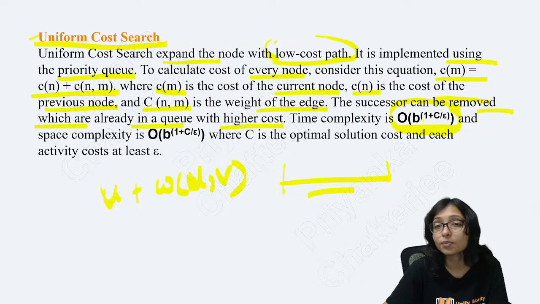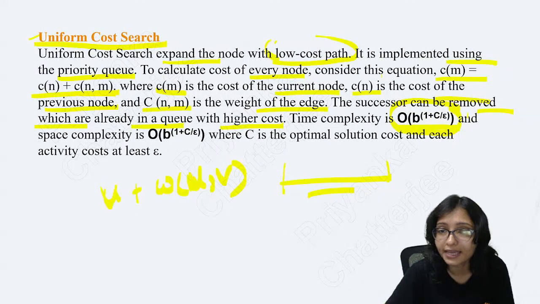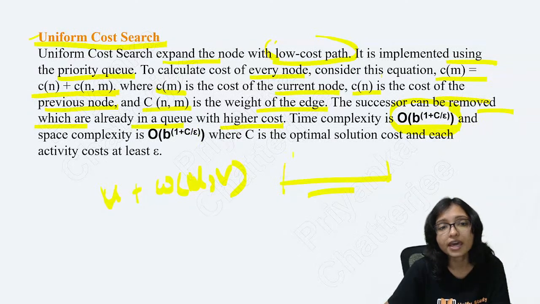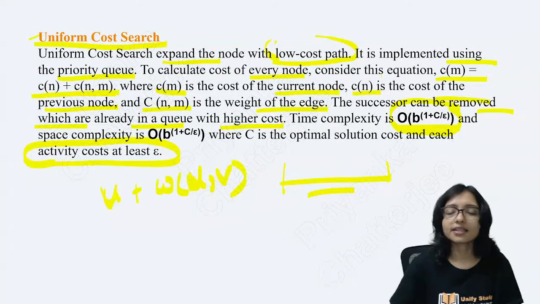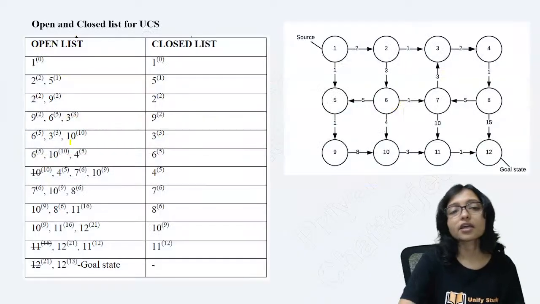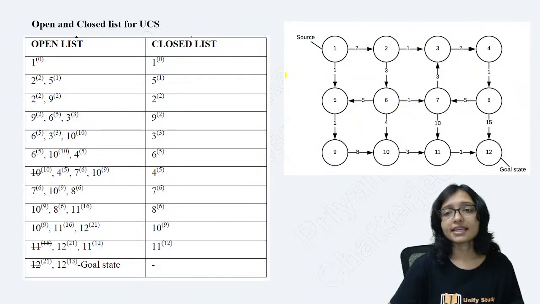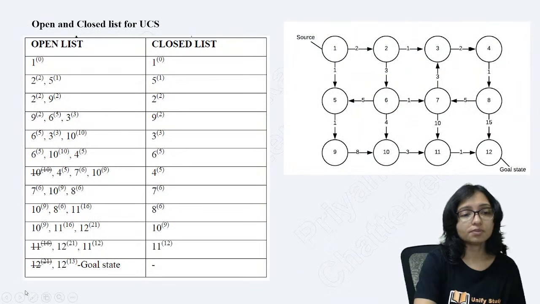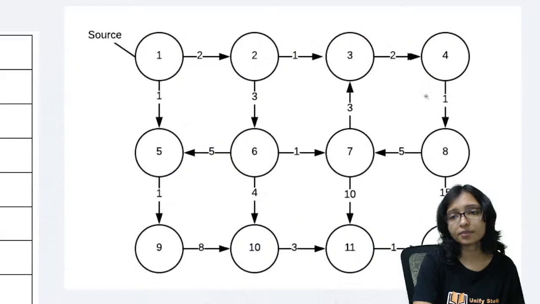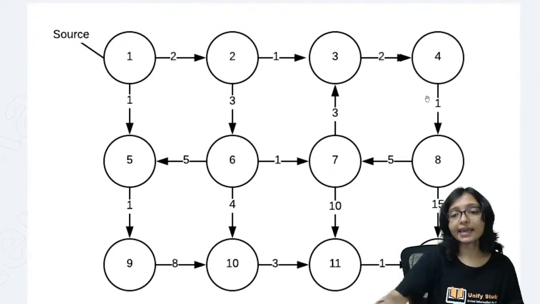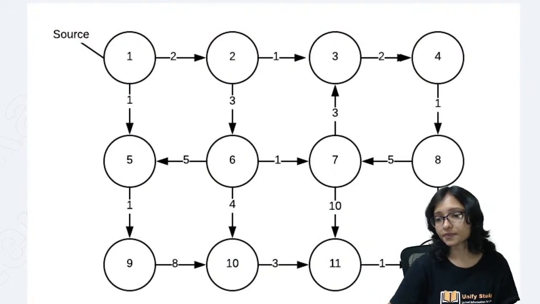Order of b to the power of 1 plus C star by epsilon. Here epsilon is the activity cost of at least epsilon, so that is only what you can see. Now here you can see an example. I hope this example is visible to you. I am zooming it a little bit. Yes, you can see here, this is visible to everyone.